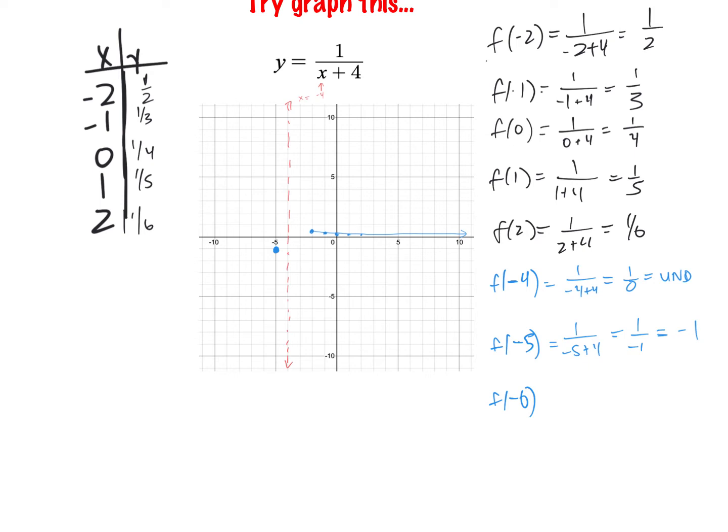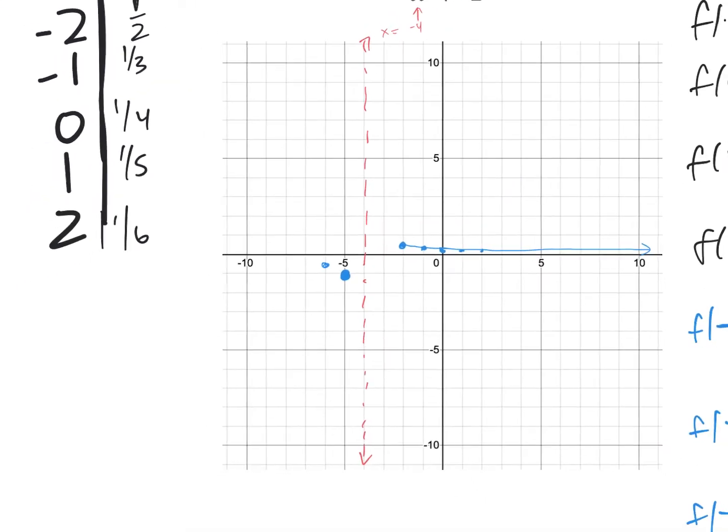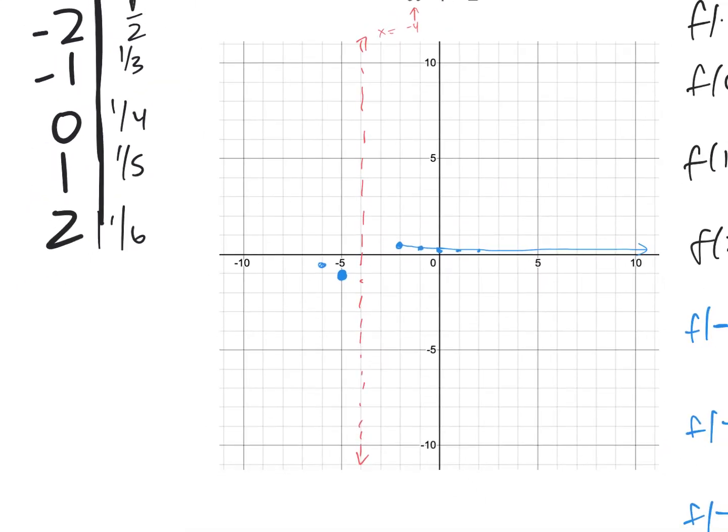And then finally, I'm going to graph f of -6. So I've got 1 over -6 plus 4, which is 1 over -2, which is -1/2. Okay, so I'm going to also graph that point, -6 comma -1/2. Okay, and we can kind of see these curves form.